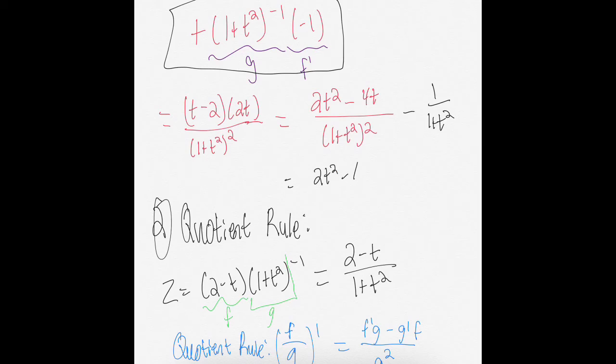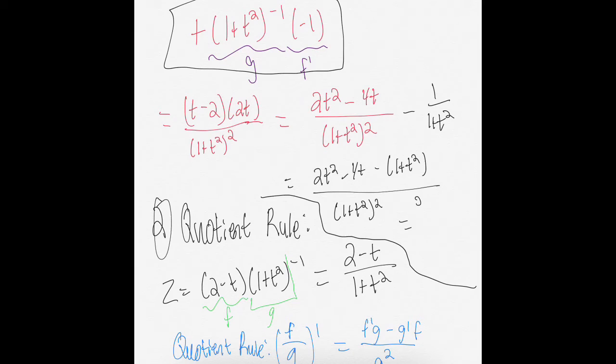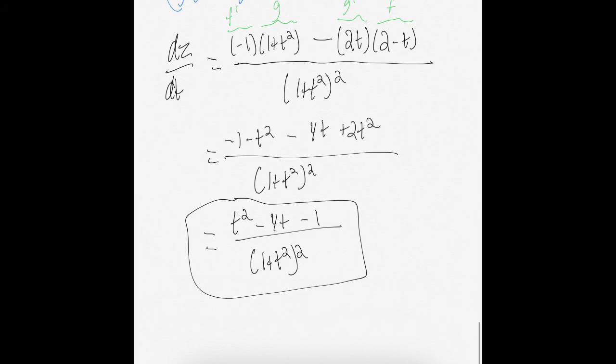Okay, well, that's the same as 2t squared minus 4t minus 1 plus t squared, all over 1 plus t squared squared. And yeah, that does give me exactly what we just got. Okay, t squared minus 4t minus 1 over 1 plus t squared squared. And that is exactly what we just got down here. Sorry about that. Oh my goodness.